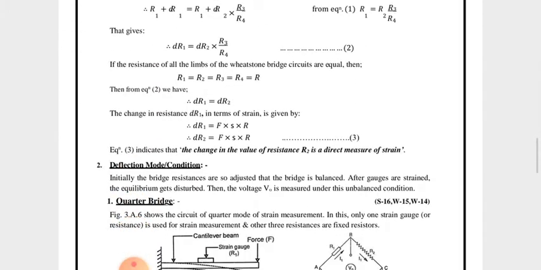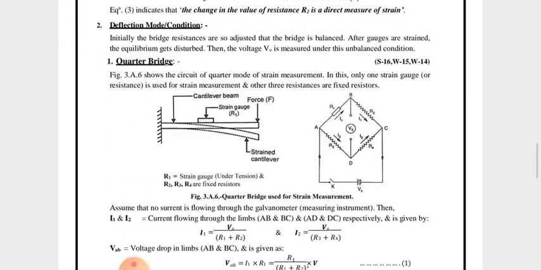So today we will go through the second condition, that is the deflection mode or unbalanced condition. In that we will study the quarter bridge, half bridge and full bridge. These three conditions we will study. So quarter bridge means what?